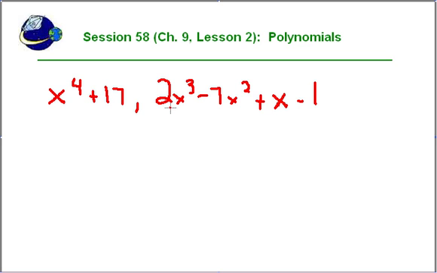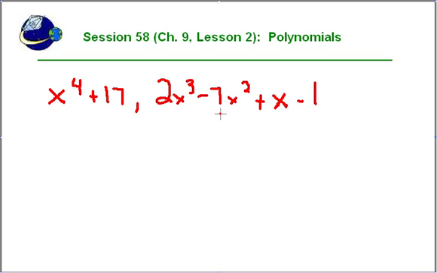2x to the third, is that a monomial? Yes, it is. 2 is your coefficient, x is your variable, 3 is your n, your degree. You also have here, if you want to think of it as a minus 7, your coefficient, x to the degree of 2. Your third term is x with a coefficient of 1 to the degree of 1. Remember, x to the first is just the same thing as x. And lastly, our minus 1 can be thought of as minus 1 times x to the 0, x to the 0 being 1, 1 times minus 1 being a minus 1. So each of these terms is in fact a monomial, and this is a polynomial with four terms.